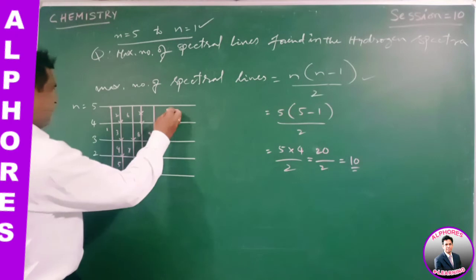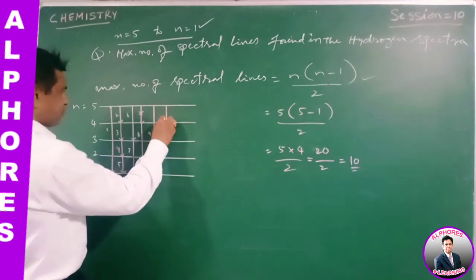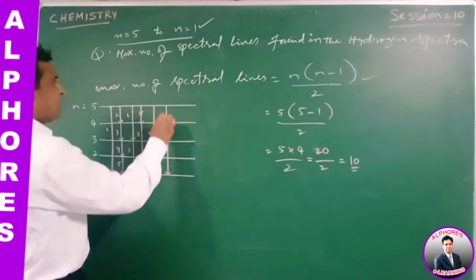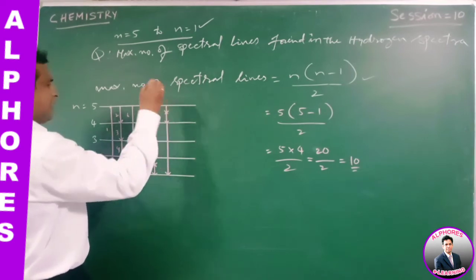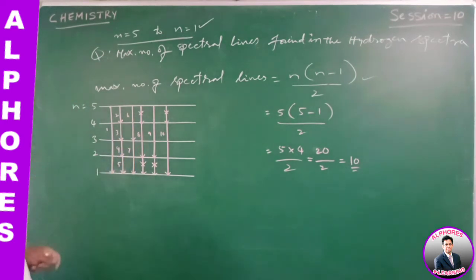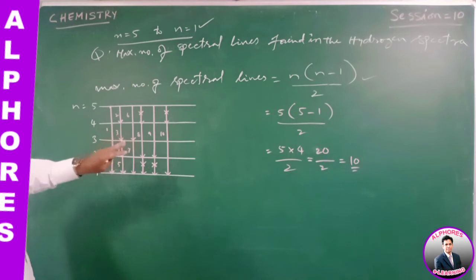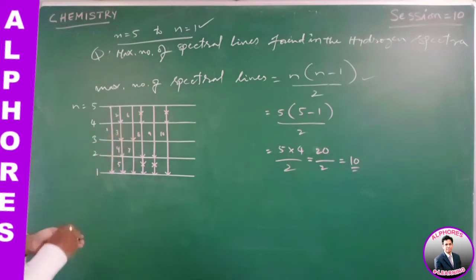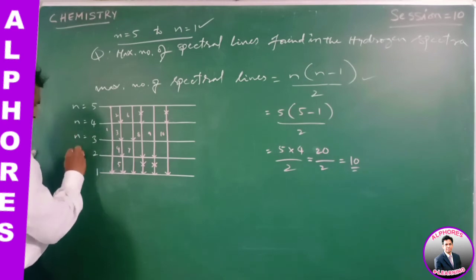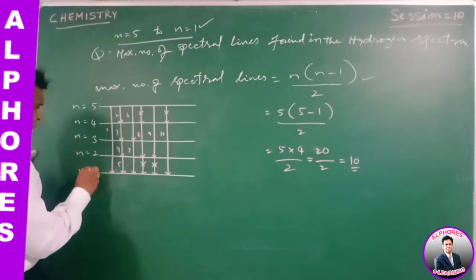Next one, it is already repeated, so not counted, and this is not repeated, so this is 10th spectral line. So total all spectral lines are counted as 10 number. Okay, that is 10 number. N is equals to 4, n is equals to 3, n is equals to 2. Okay, don't confuse with this.